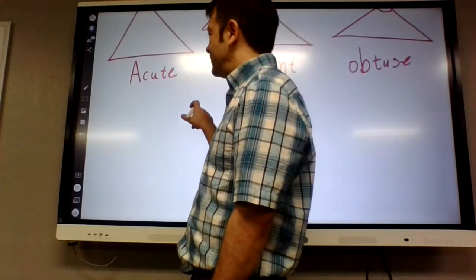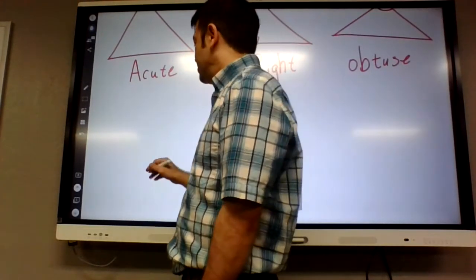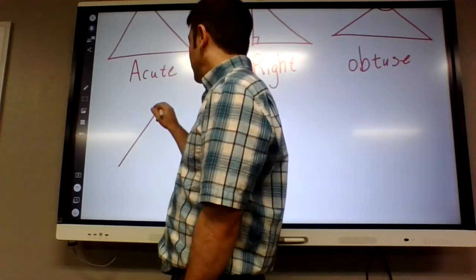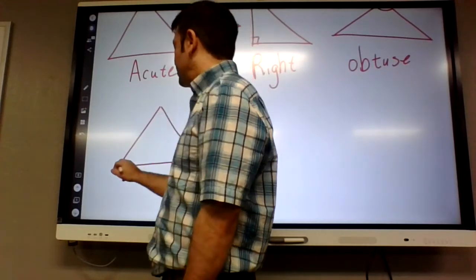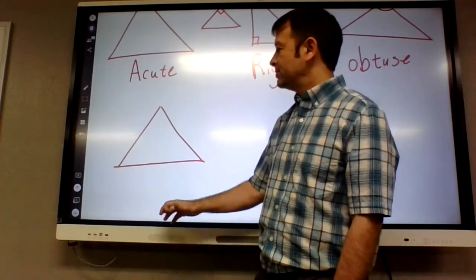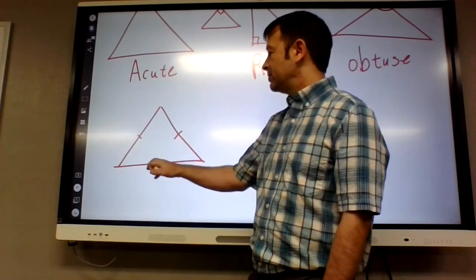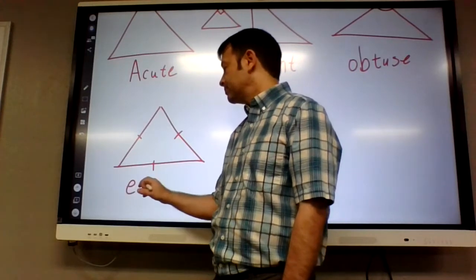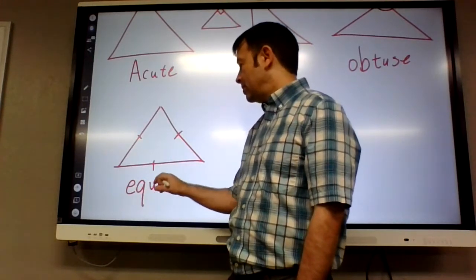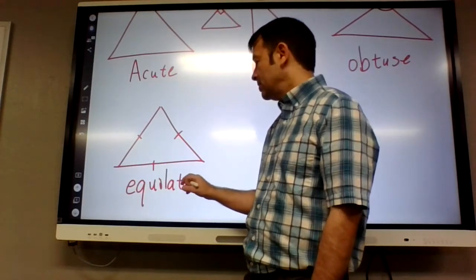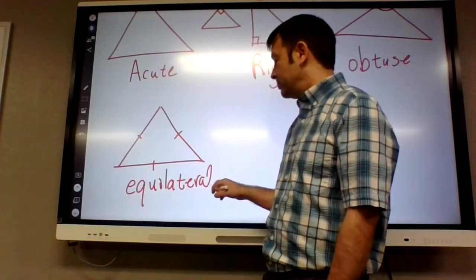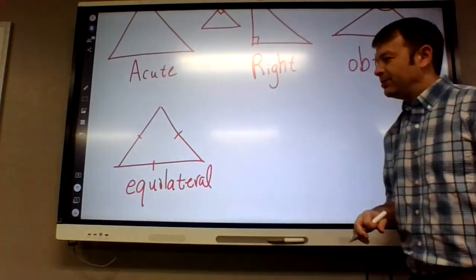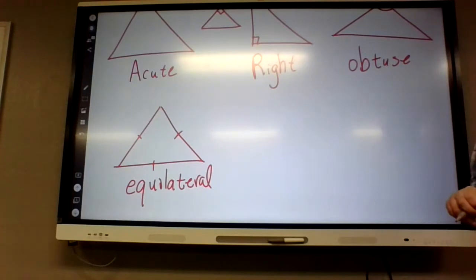You can also classify triangles according to their sides. If you have three congruent sides, what's it called if all sides are equal? Equilateral. Is it possible to draw a different equilateral triangle than that one?